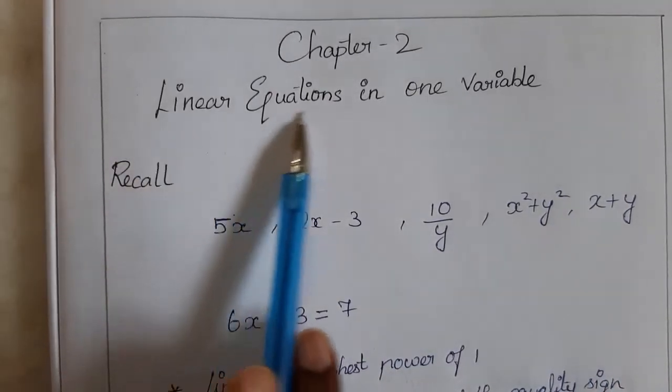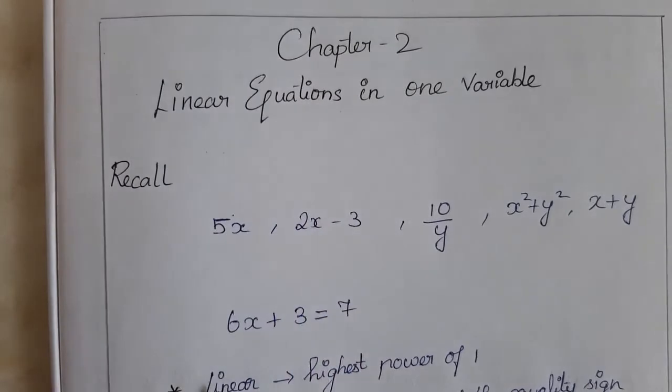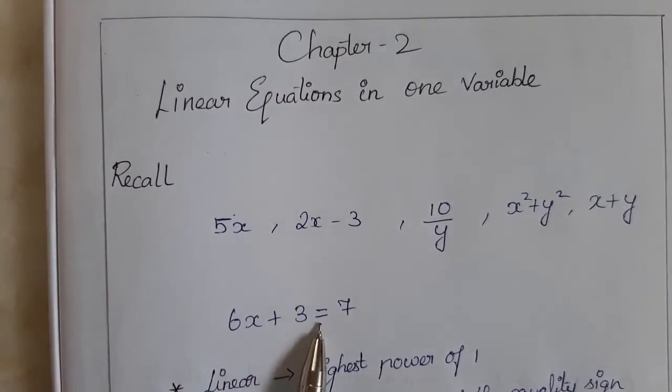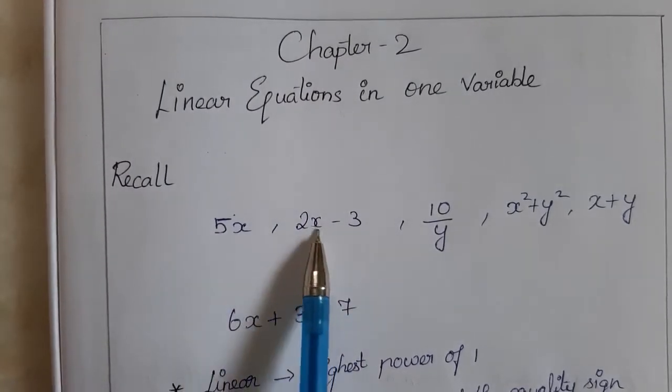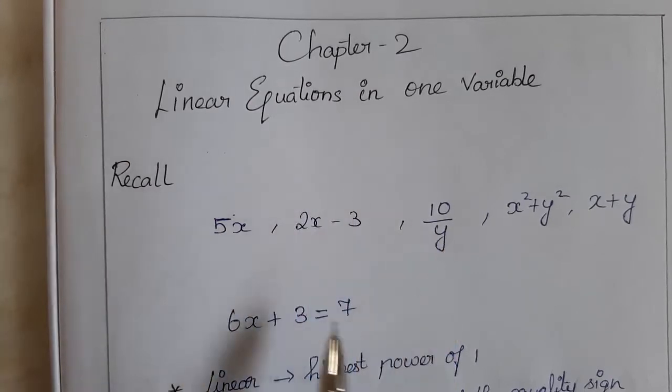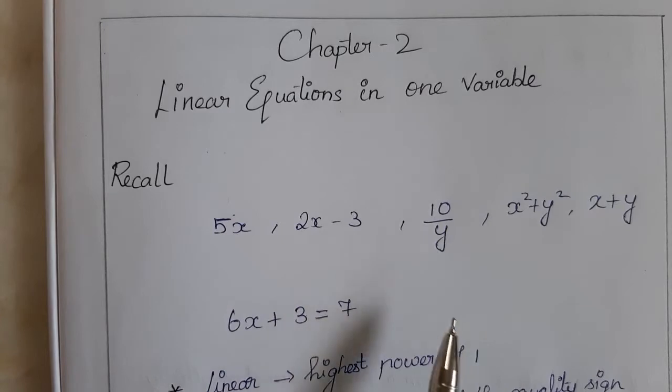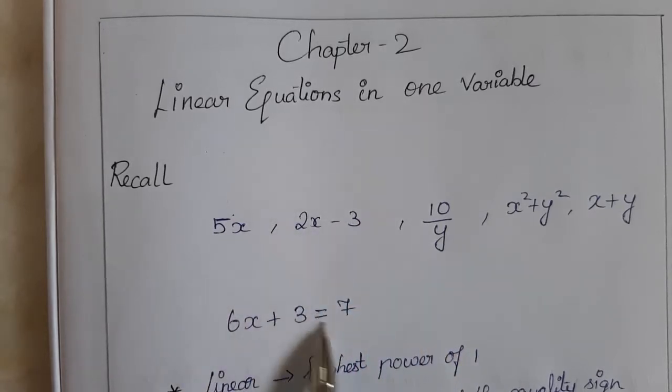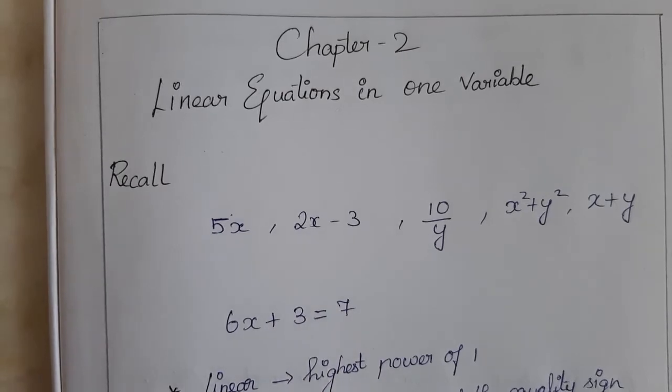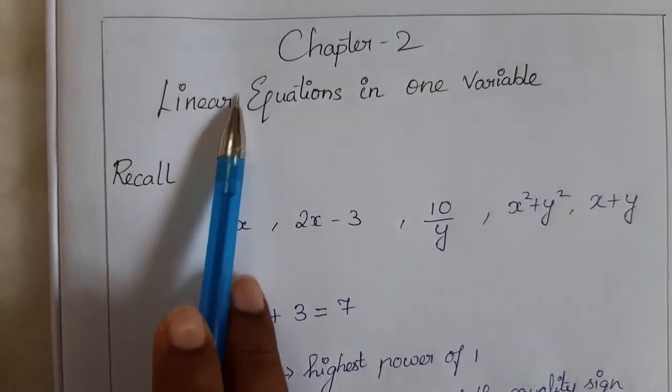In this chapter we are going to see about an equation. I gave one example equation: 6x plus 3 is equal to 7. That means an algebraic expression with an equal sign is an equation. So if an expression involves an equal sign, it is an equation, right? And here, it's a linear equation.